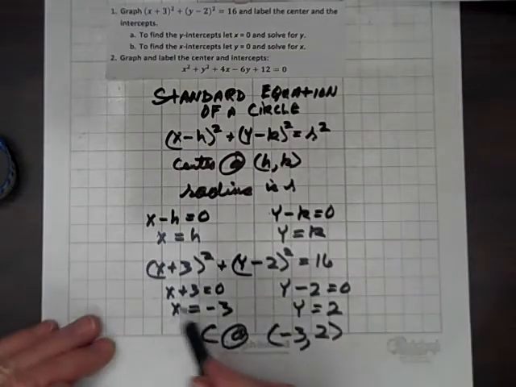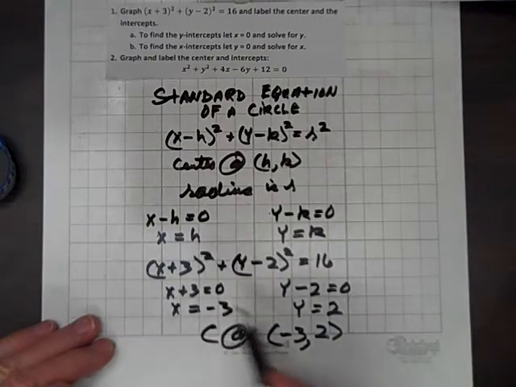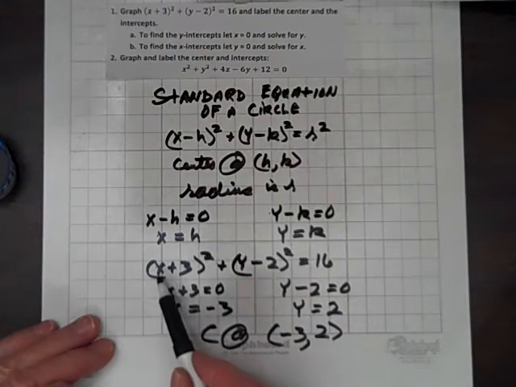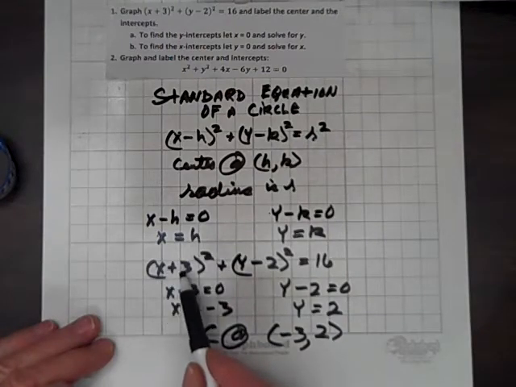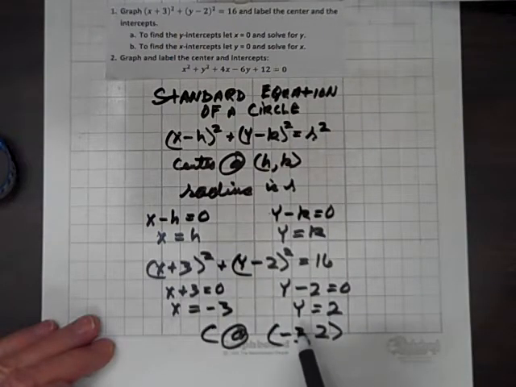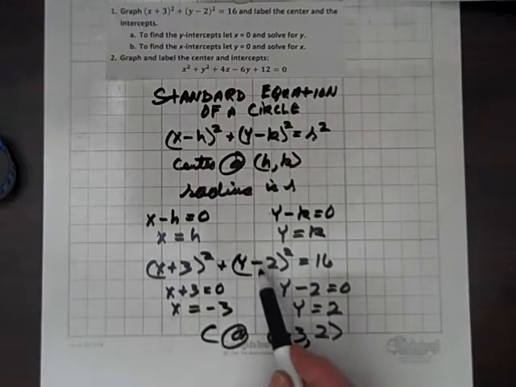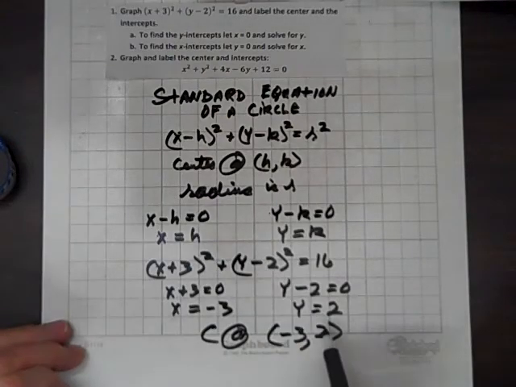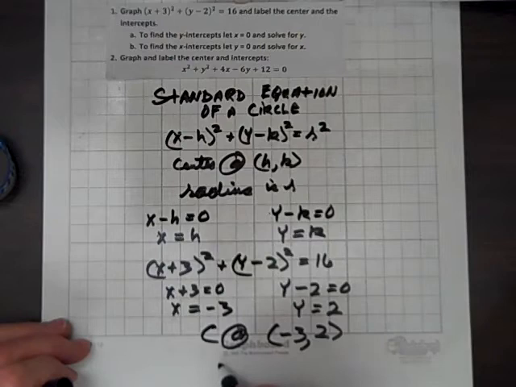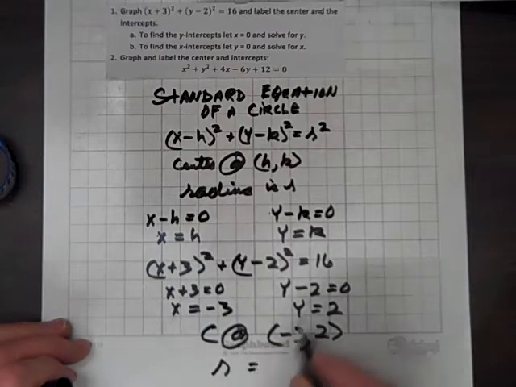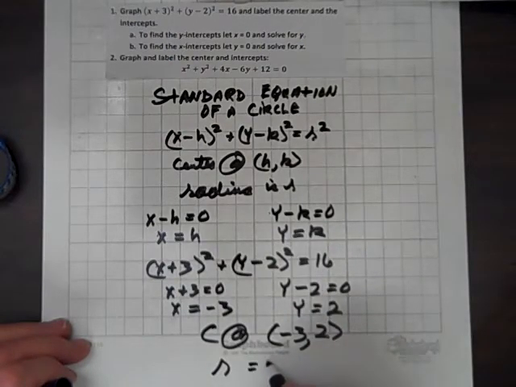And notice we can do this just by inspection too. We can find that center by inspection. We just ask ourselves, what's the opposite of positive 3? It's negative 3. What's the opposite of negative 2? It's positive 2. Also, the radius equals the square root of 16, which is 4.